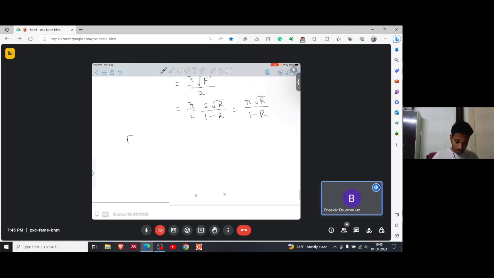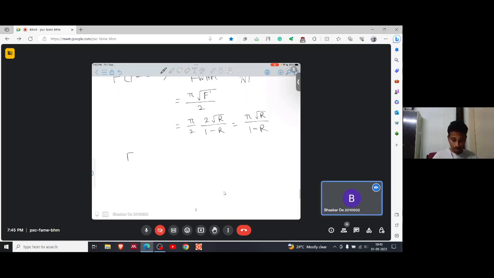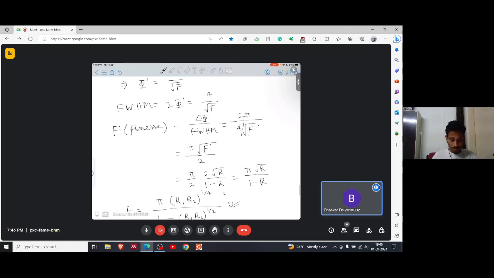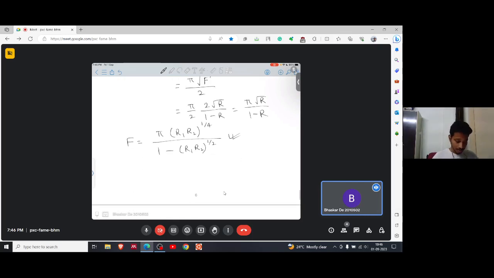Now if the reflectivities of the two surfaces are different, then this F will be changed to pi times root of r1 r2, to the power 1 by 4, divided by 1 minus root of r1 r2. This can also be derived with a similar process, but I am just writing the equation straight away.